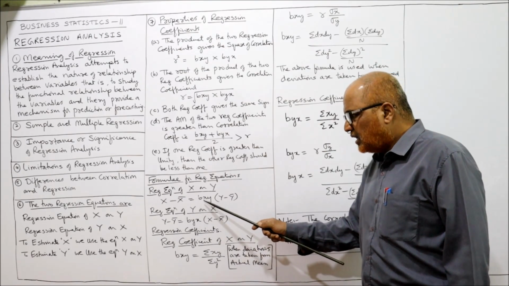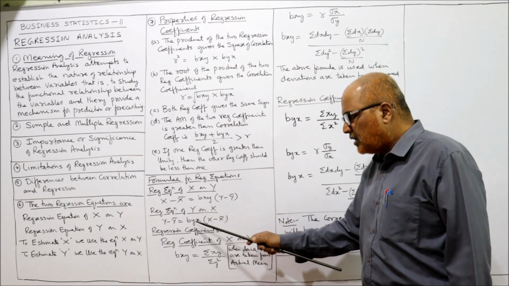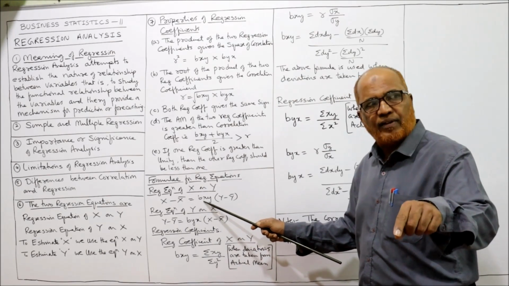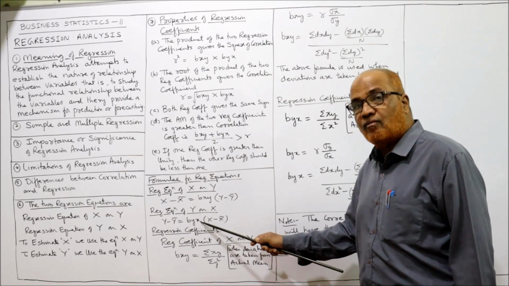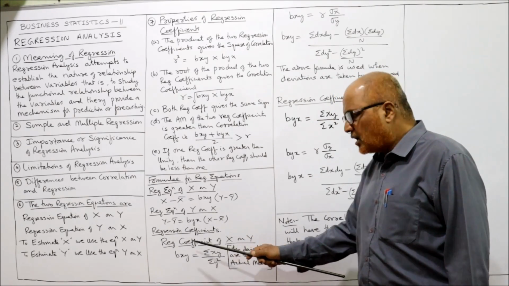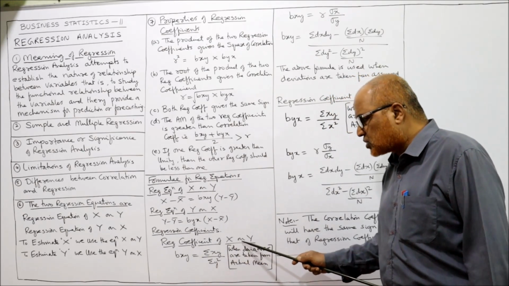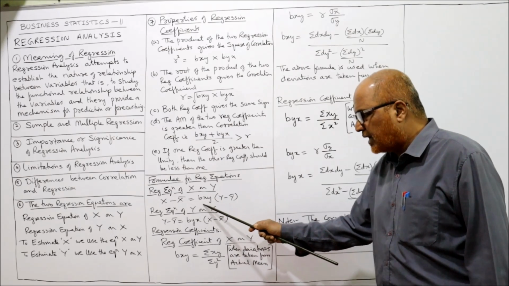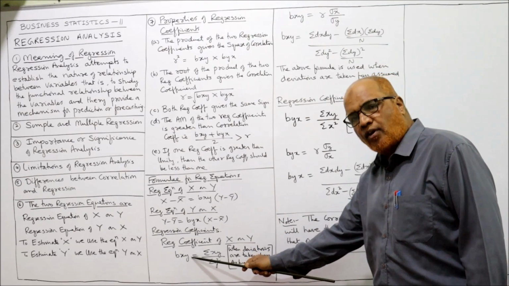The difference is here you are having bxy, here you are having byx. This is the regression coefficient of x on y and this is the regression coefficient of y on x. Right? Now regression coefficients of x on y. So this is the regression coefficient of x on y, bxy. So what is the bxy formula?